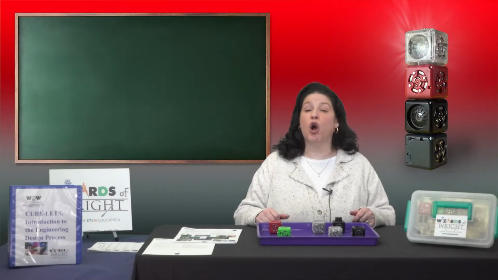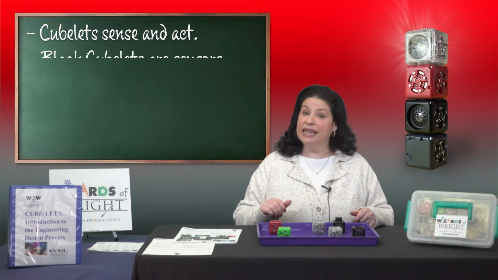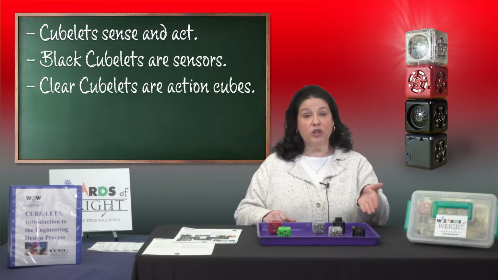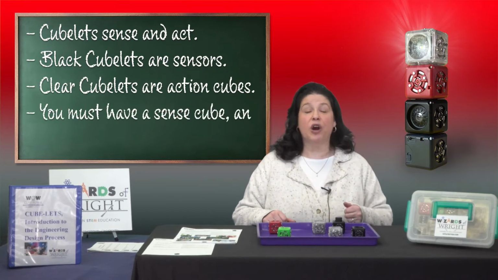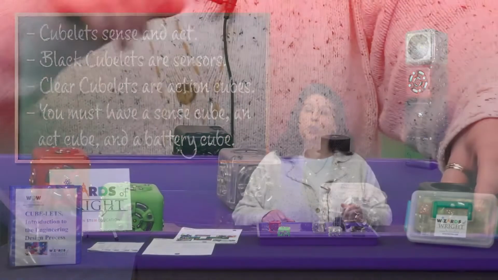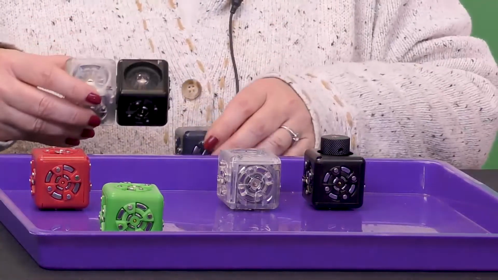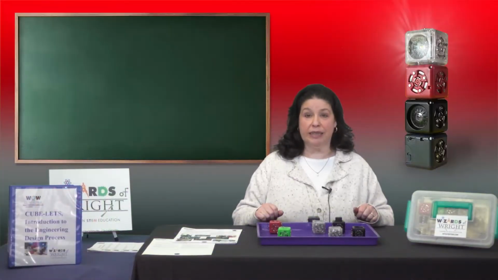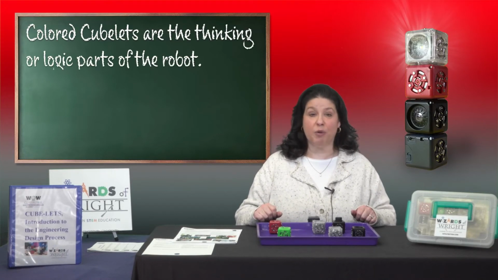Let's review what you've already learned about Cubelets. They sense and act, and today we will see some of them that think. Black Cubelets are sensors. They act like our eyes and ears. Clear Cubelets are the action cubes. They react to what the other cube senses. You must have a sense cube and an act cube and a battery cube at all times. You may not have used colored Cubelets yet. These colored cubes are the thinking or logic parts of the robot.